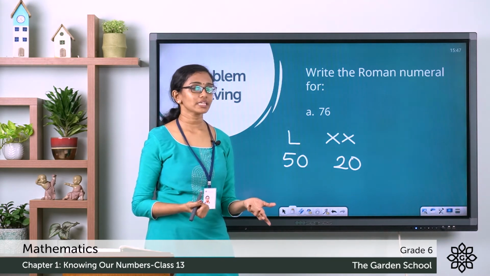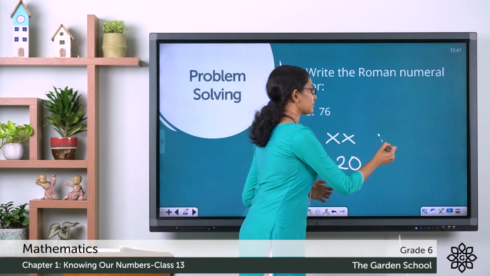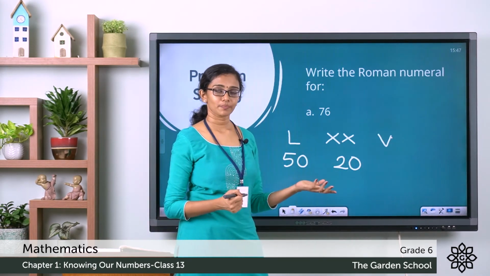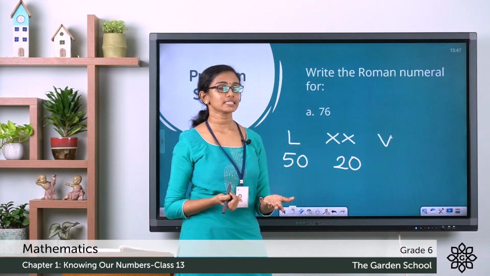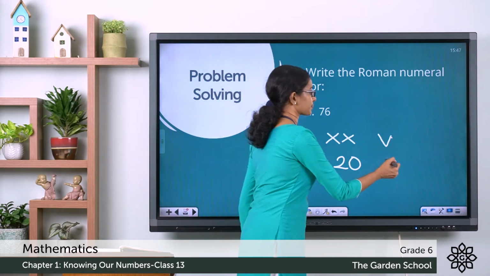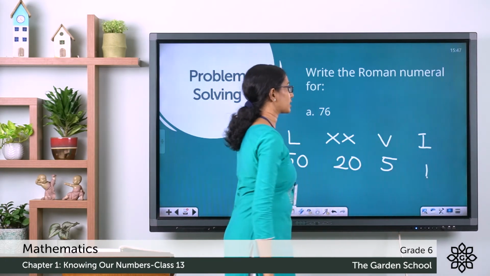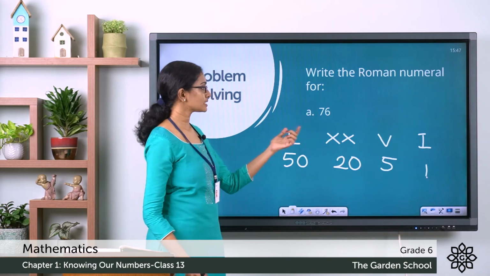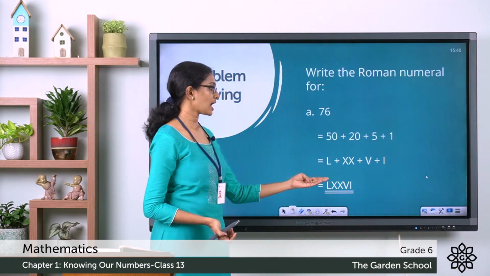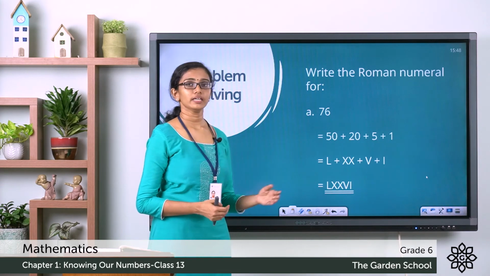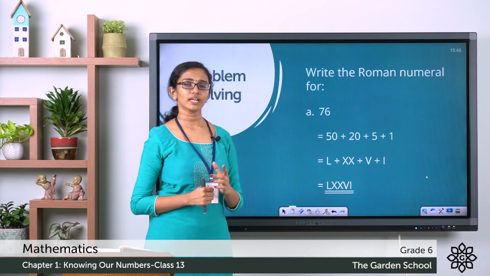Do you have a symbol for 6? No, but we have a symbol for 5. So here I am writing one V here, which represents a value equal to 5. Now what is left? 1 is left. Now what is the symbol for 1? We can write one I to represent the value 1. So how do we represent the number 76 in Roman numerals? We have to write the symbols L, X, X, V and I like this to represent the value equal to 76. Now let's see one more example.